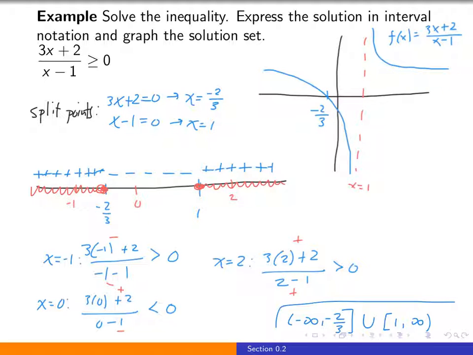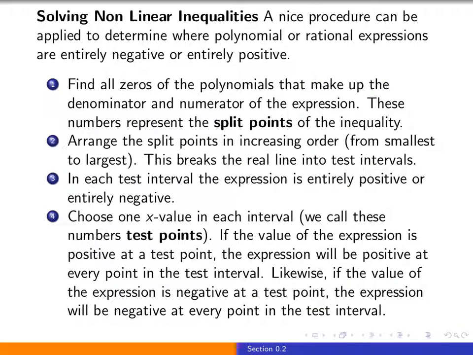And this really nice procedure can be outlined as follows. If we would like to determine where a polynomial or rational expression is entirely positive or entirely negative, we use the exact procedure we've discovered on the previous slide. We find these split points, that is where the numerator or the denominator will be 0. We take these numbers we come up with as split points and arrange them in increasing order, from smallest to largest, and we break up the number line using them.